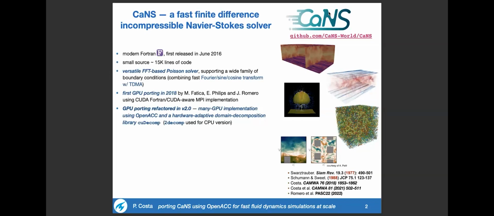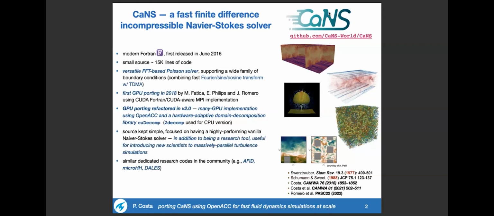And maybe its most distinct feature is that it has a versatile FFT-based Poisson solver for the pressure equation, which imposes mass conservation in a Navier-Stokes solver that, even though it uses FFTs, allows for some flexibility with respect to the boundary conditions that can be accommodated, like not only Fourier transforms, but also sine and cosine transforms. The first porting effort was actually in 2018, but very recent. So in summer last year, we refactored the code in version 2.0 with a fresh porting using OpenACC and a hardware adaptive domain decomposition library called CUDA, which allows for many GPU parallelization.